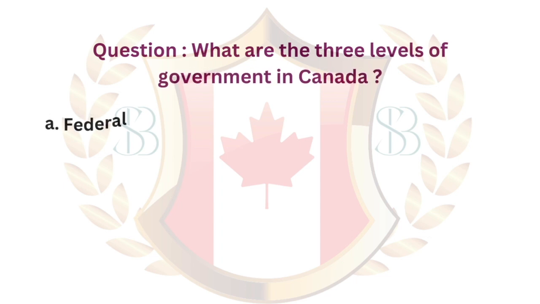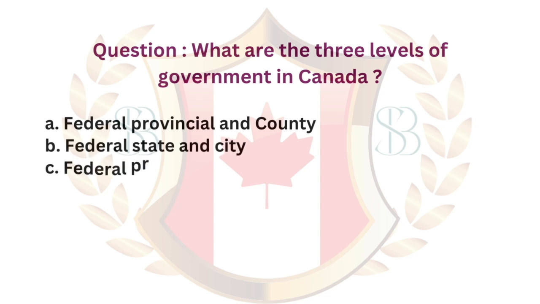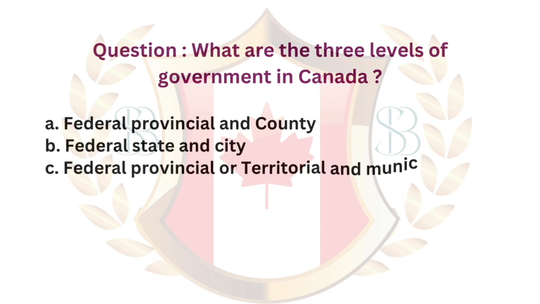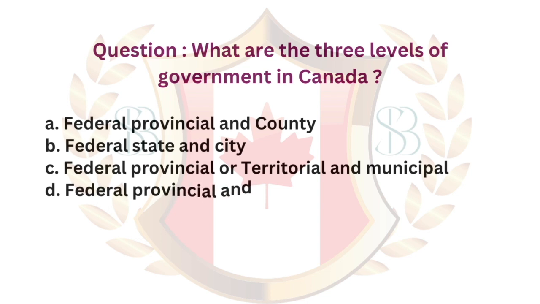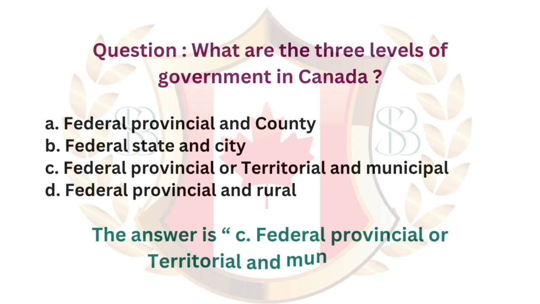Question. What are the three levels of government in Canada? A. Federal, provincial, and county. B. Federal, state, and city. C. Federal, provincial or territorial, and municipal. D. Federal, provincial, and rural. The answer is C. Federal, provincial or territorial, and municipal.